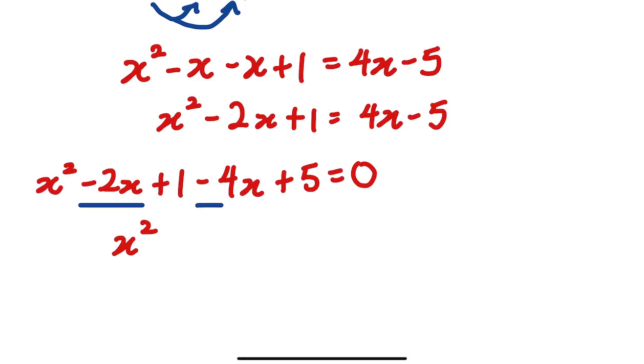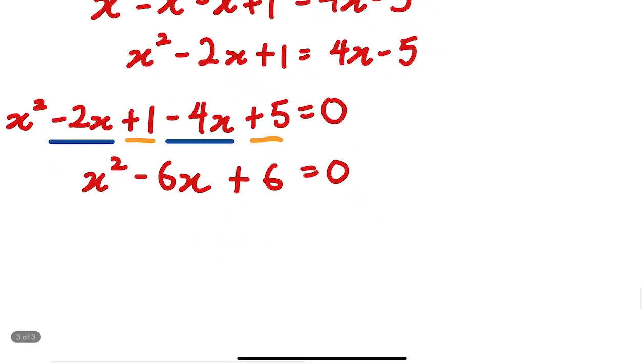Negative 2x minus 4x, I will get minus 6x. Then over here I have 1 plus 5, I'll get plus 6 equals to 0. Okay, now that I have a quadratic expression, you can put a tick, whereby the right hand side here is equal to 0.